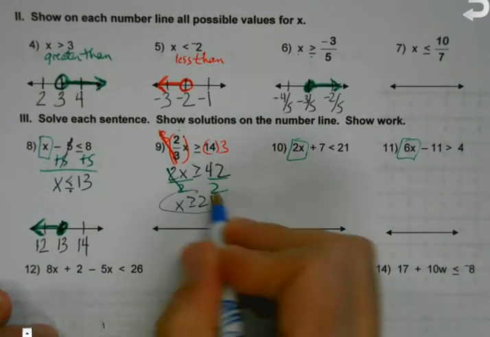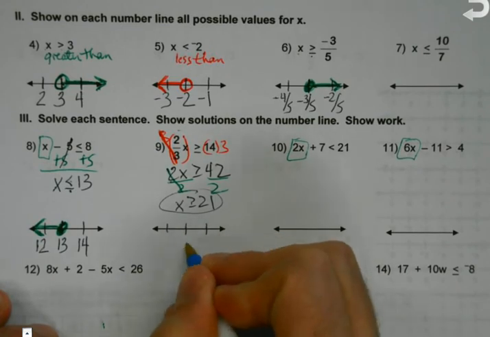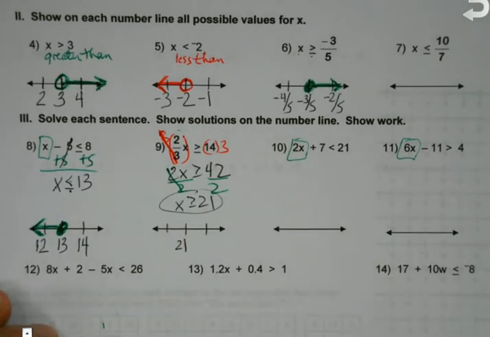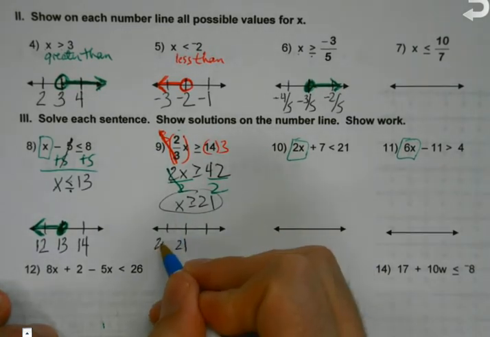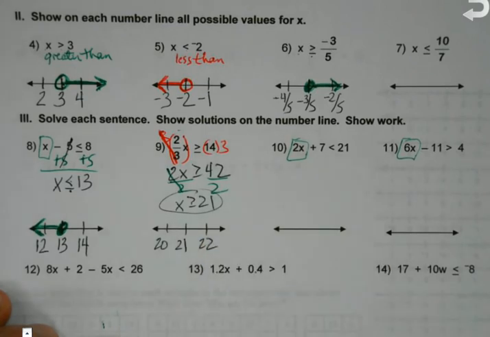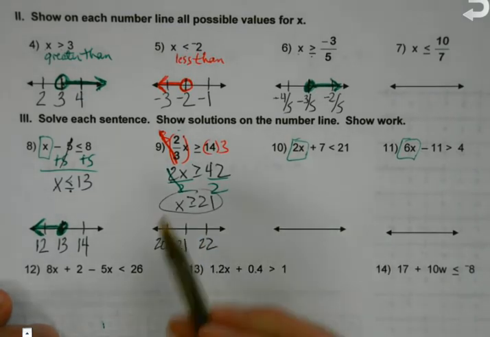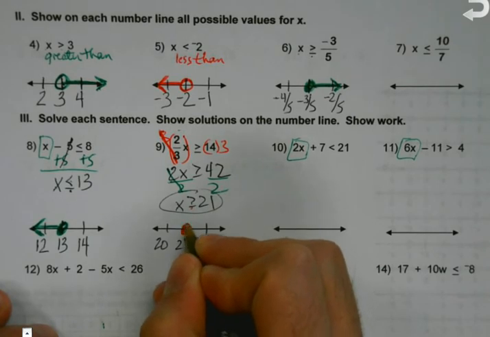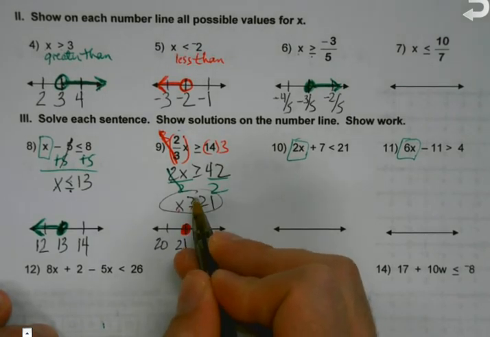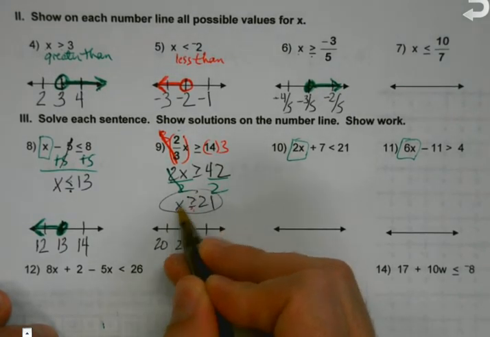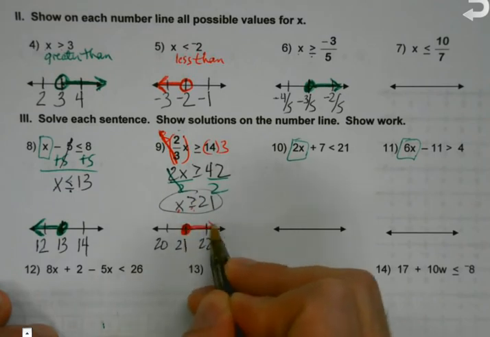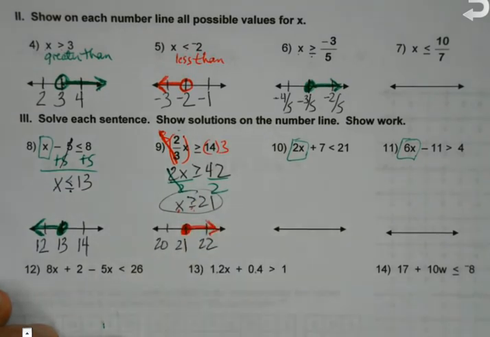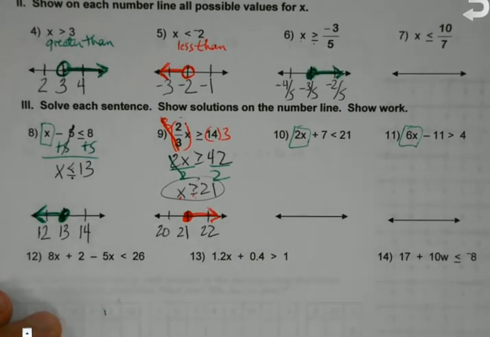And again, once I get to the solution, that number goes in the middle, one less to the left, one greater to the right. Line underneath, closed. X is greater than or equal to. Greater than means we're going to the right, where the bigger values are at. Okay. Take a look at 10, then we're going to bounce down to the bottom here.